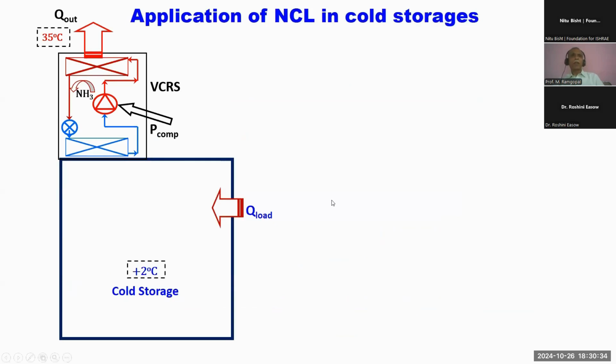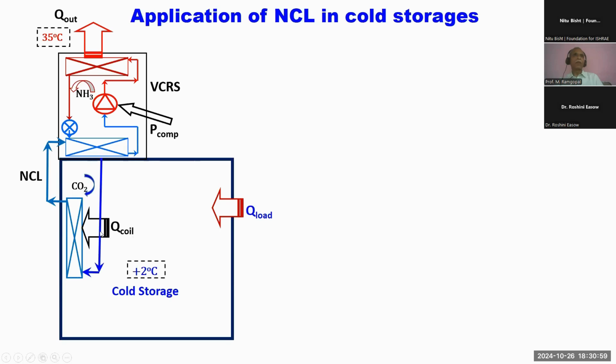So carbon dioxide can very well be used in small cold storages in a natural circulation loop. For example, here I have a cold storage where I want to use ammonia as the primary refrigerant, but I don't want to bring ammonia into the cold storage. I can keep the ammonia out of the system. So this is my ammonia unit, which is kept above the cold storage or away from the cold storage, and the heat is transferred from the cold storage to the evaporator of ammonia by using a secondary loop.